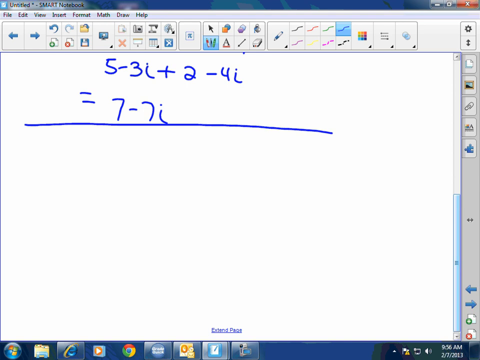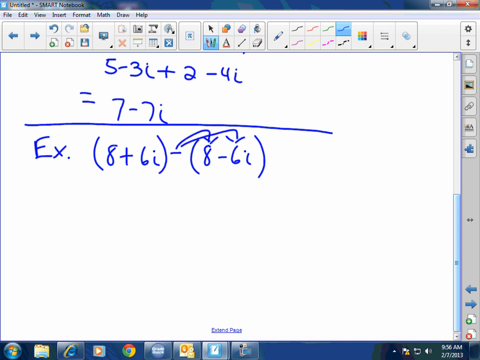What if I gave you the following? What if I said to you 8 plus 6i minus parentheses 8 minus 6i? What do we have to do first, of course? Distribute that negative. So I got 8 plus 6i minus 8 plus 6i. What's my answer going to be here? 12i. That's exactly right, because 8 minus 8, they cancel. 6i plus 6i is 12i. Does that make sense?